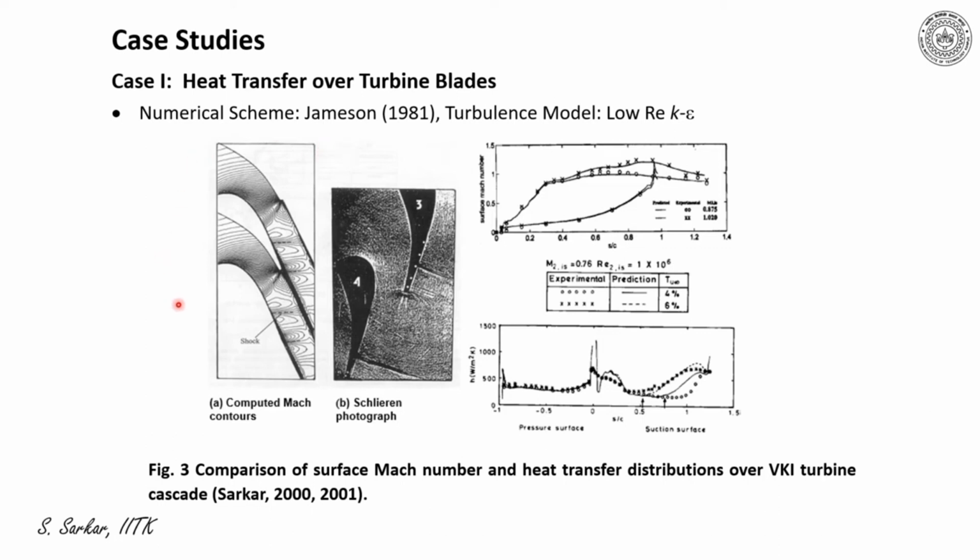This is the isocontour of Mach number distributions, indicating that a shock appears near the trailing edge on the suction surface, and it compares well with the experimental observation. Furthermore, when I compared the surface Mach number distribution for different exit Mach numbers, it appeared that the computation results agree well with the experimental observation.